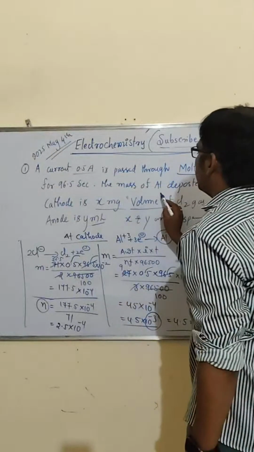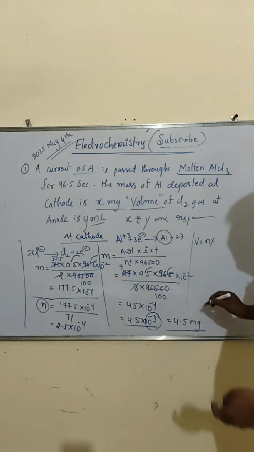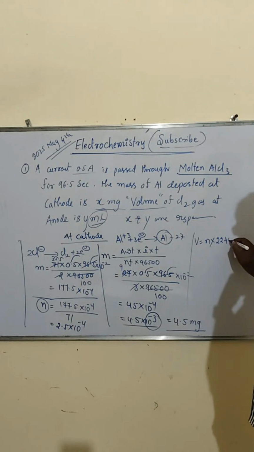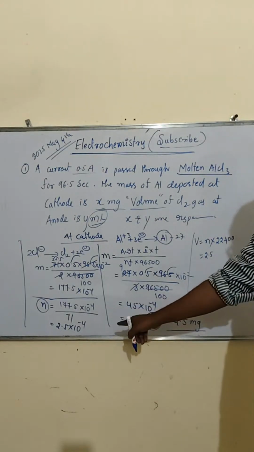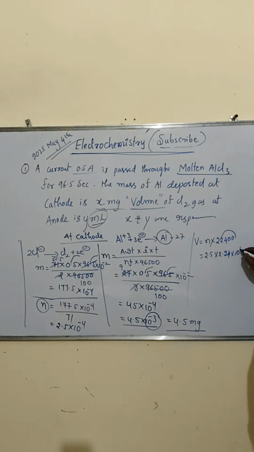But in the question they're asking for volume. So to convert into volume, volume equals number of moles into, since volume in milliliters is mentioned, milliliters, right? So to take milliliters, 22,400 milliliters. Then the n value is 2.5 into 10 to the power of minus 4, then into 2.24, shifting the point, into 10 to the power of 1 2 3 4, then into 10 to the power of minus 4, both will be cancelled, then we get 5.6. So 5.6 milliliters we can get. And 4.5 milligrams we can get. So these are the answers for this.